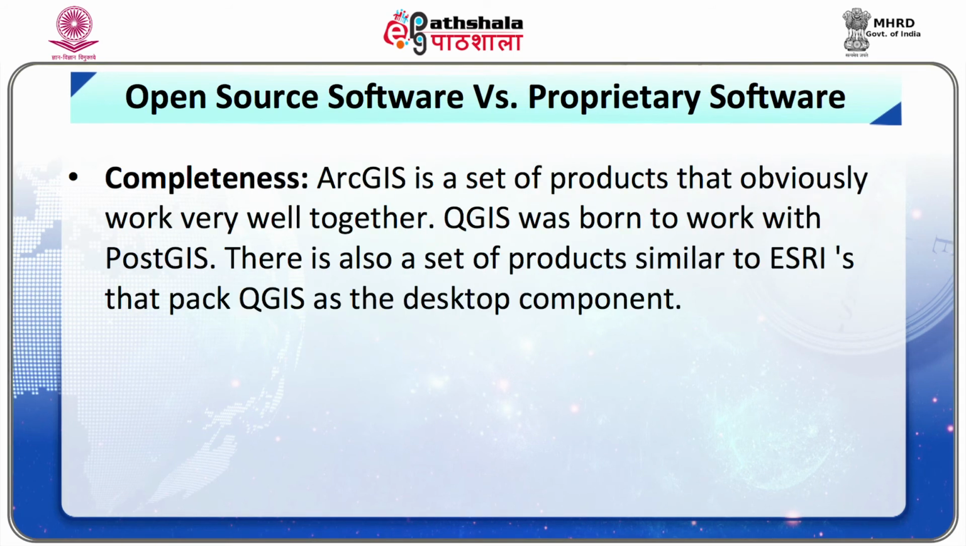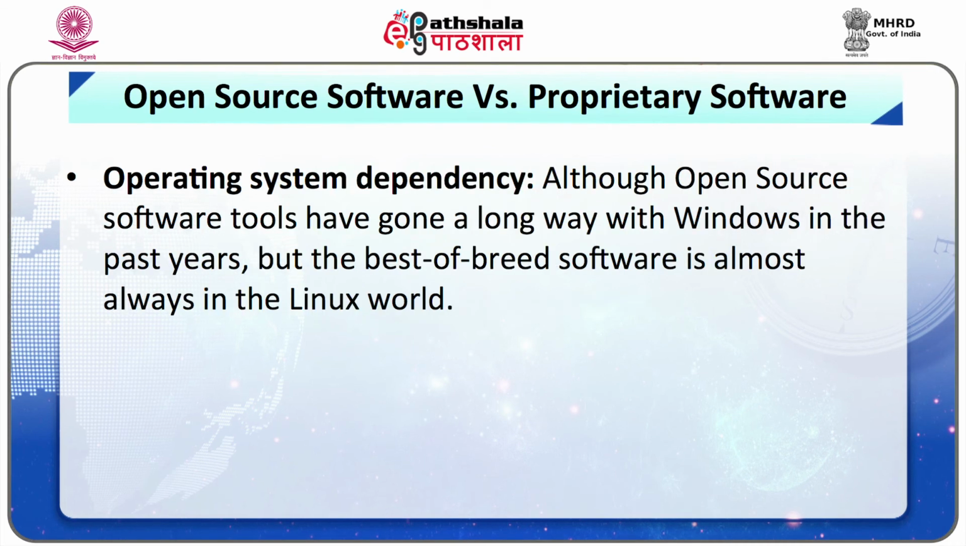Another is the completeness. ArcGIS is a set of products that obviously work very well together. QGIS was born to work with PostGIS. There is also a set of products similar to ESRI's that pack QGIS as a desktop component. Then operating system dependency. Although open source software tools have come a long way with Windows in the past years, the best of breed software is almost always in the Linux world, as shared by Miguel Lacio.